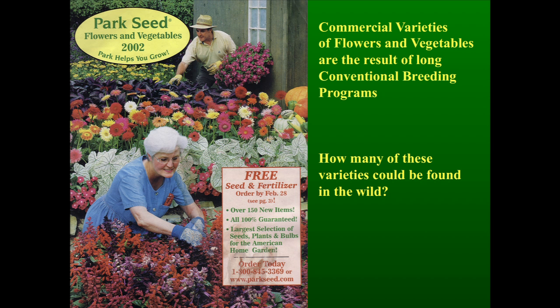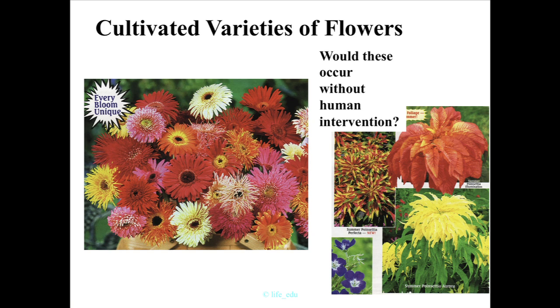If you look at a seed catalog, like this one from Park Seed Company, these commercial varieties of flowers and vegetables that you see in this catalog are all the result of long conventional breeding programs. Somebody out there, some plant breeder, saying this one by that one, and we will make a seed that can be produced. So how many of these varieties could be found in the wild? How many of these cultivated flowers would exist without human intervention, like all of these plants? What self-respecting poinsettia would be seen in the wild looking like that?